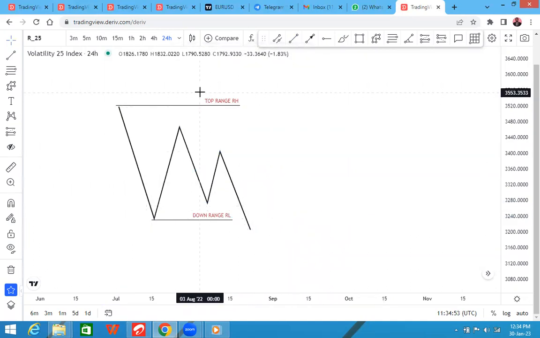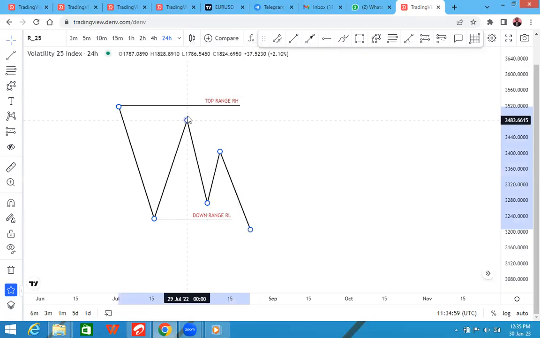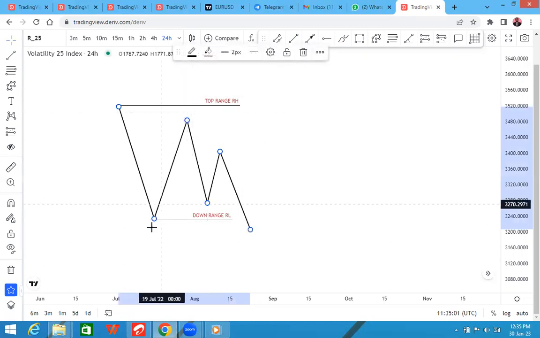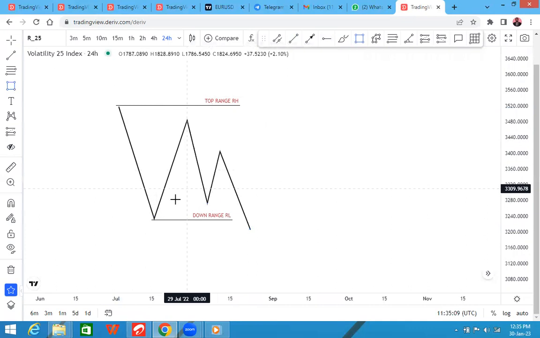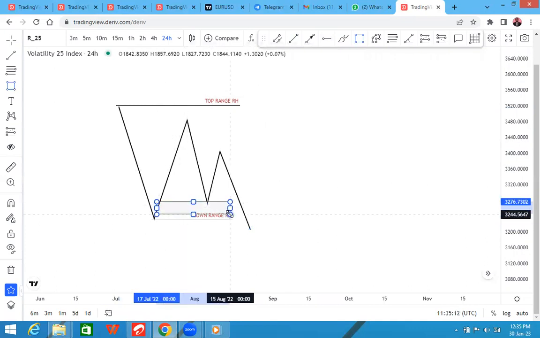This is range, top range, down range. So long as price has not broken this, this is still my top range. Price has retraced from this. This is my down range. I'm not going to want to start buying from here because this is clearly against structure, except I see lower time frame evidence that tells me that I can buy.